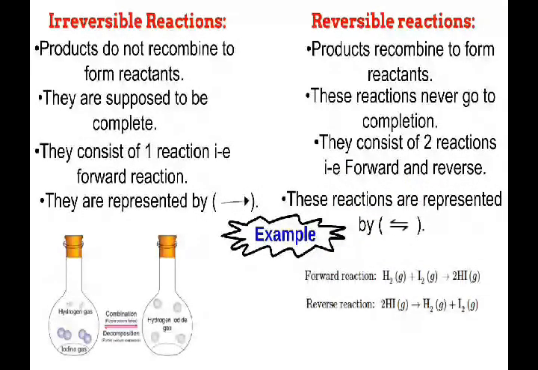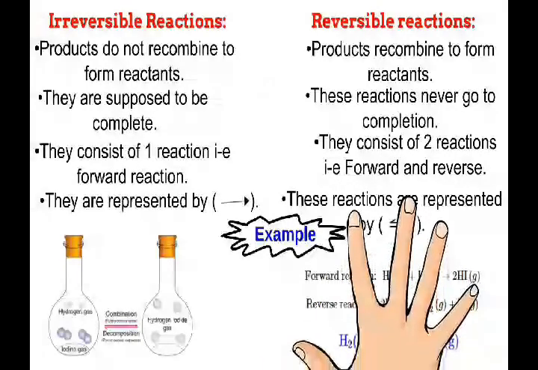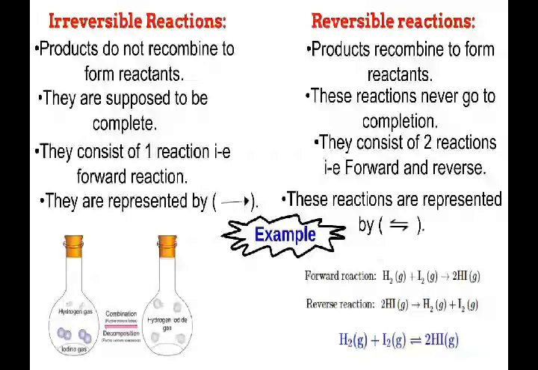Now we will see this chemical reaction with the help of chemical equations. You can see that in the forward reaction, hydrogen and iodine gas combine together to form hydrogen iodide. Whereas in the backward reaction, the colorless hydrogen iodide decomposes into hydrogen and iodine gas, which is purple in color. The overall reversible reaction is shown in this chemical equation. It is a reversible reaction because it consists of forward and backward reactions.